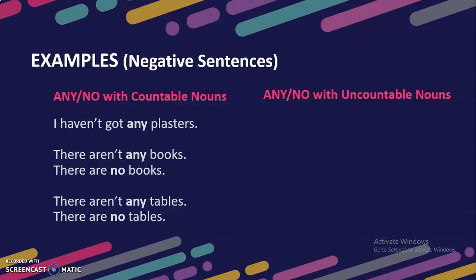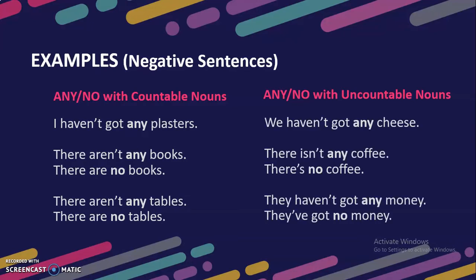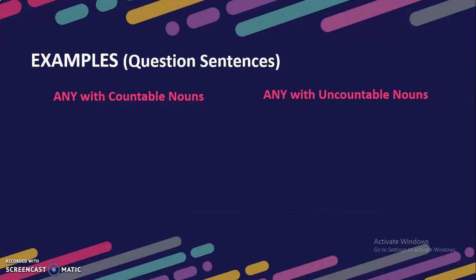Now let's come to the uncountable nouns. We haven't got any cheese. There isn't any coffee. Or you can say, there is no coffee. They haven't got any money. Or you can say again, they have got no money. Well done. Let's continue.